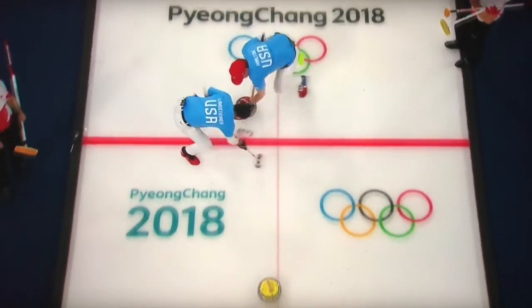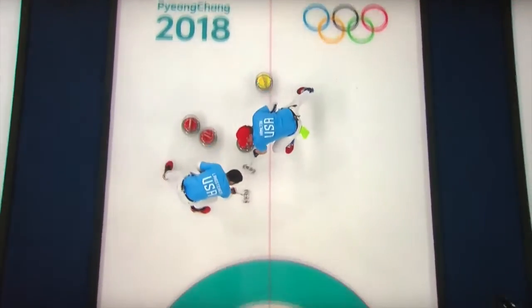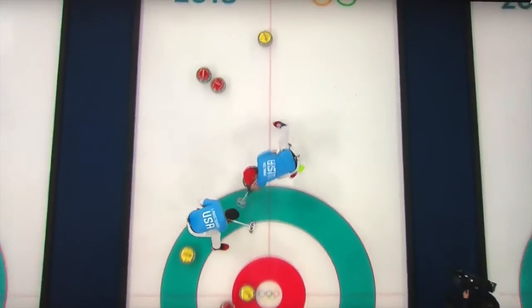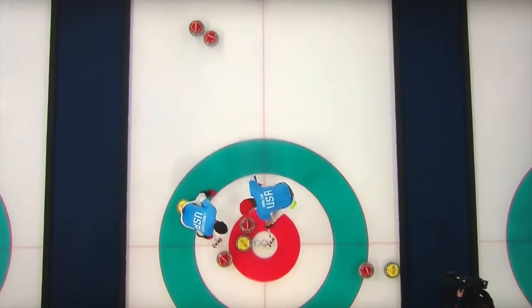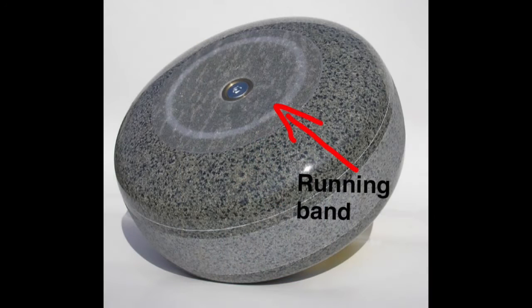The challenge for curlers is to control the level of the curl of the stone in order to get it to where they want in the target area. They do this by controlling the level of friction of the stone with the ice. On the curling stone, there is a thin annulus called the running band. This supports the weight of the stone and is the part that comes in contact with the ice. It is in the shape of a ring, about 12 centimeters in diameter.